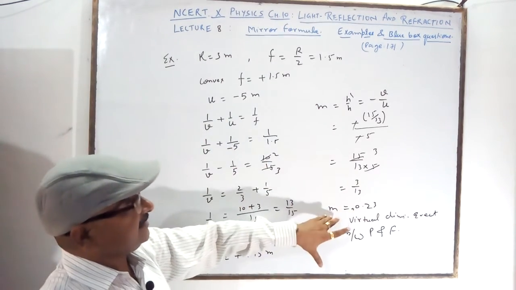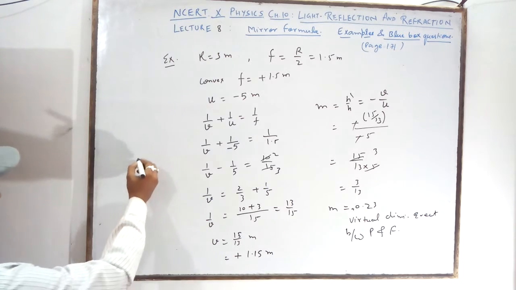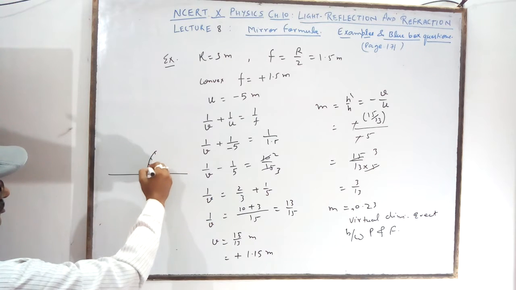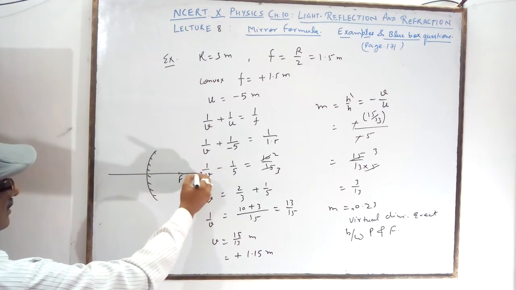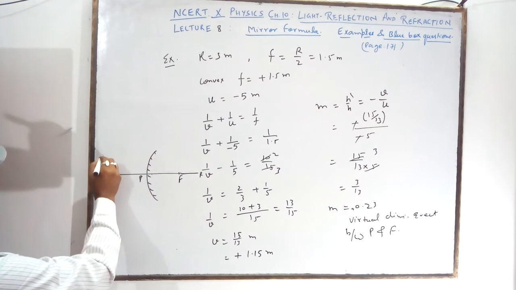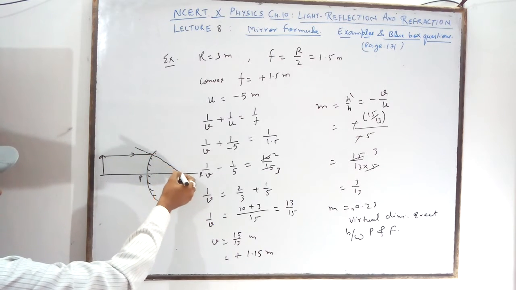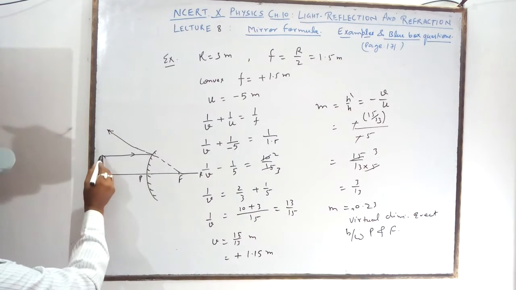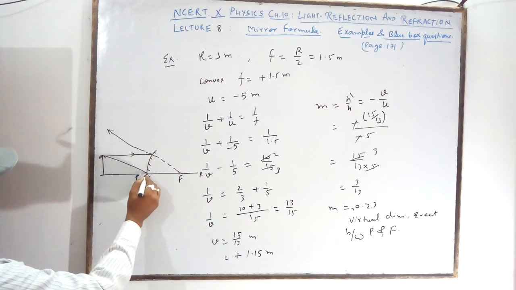So how will you decide these things? You can draw the ray diagram for this by the convex mirror. When the object is placed, you are getting a convex mirror whose focal length is f and this is r. Then pole is here, object is 5 meter away. You are getting this ray which is like this, and this ray is reflecting. One ray you are taking which is here at the pole and it forms this angle.